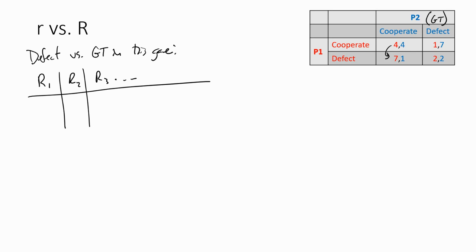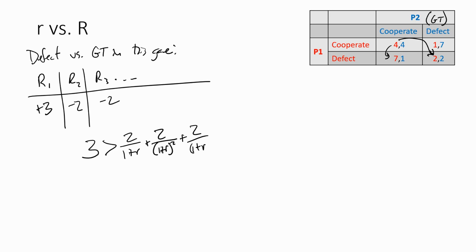In the first round, when you defect, you get a benefit of extra 3. And then after that, you're in the defection world, so you're losing 2. So this is when 3 is greater than, again, skipping all that work, well, I'll write it down. 2 over 1 plus r plus 2 over 1 plus r squared plus 2 over 1 plus r cubed, and so on, which we know boils down to that. So this gives me when r is greater than 2/3.